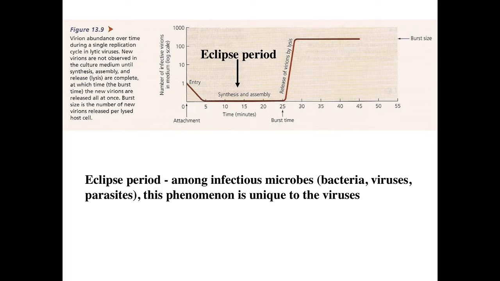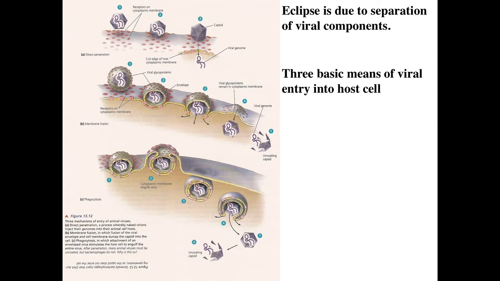So that period where there are no infectious microbes is never found in bacteria or parasites. It's only found among viruses. It's unique to the viruses. The reason that it's unique, this eclipse period, is because, exactly as I mentioned, the virus will deconstruct itself during the initial stage of infection.